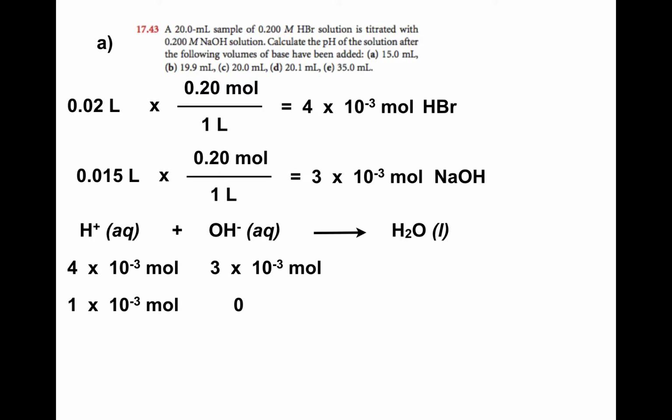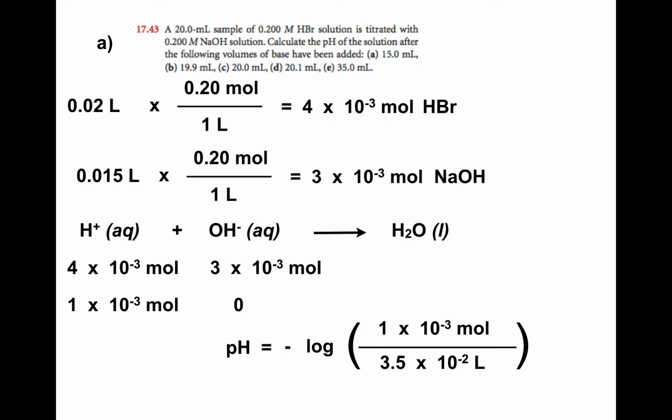So with a strong acid, strong base titration, before the equivalence point, it's about the leftover H plus ion. H plus was in excess. Hydroxide was the limiting reactant, so just get the new volume. You added 15 milliliters to 20 milliliters, so the new volume is 35 milliliters. So divide by 0.035 liters to get the molarity of the H plus. Take the negative log to get the pH.